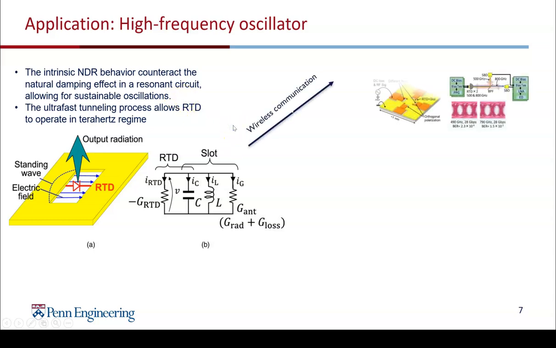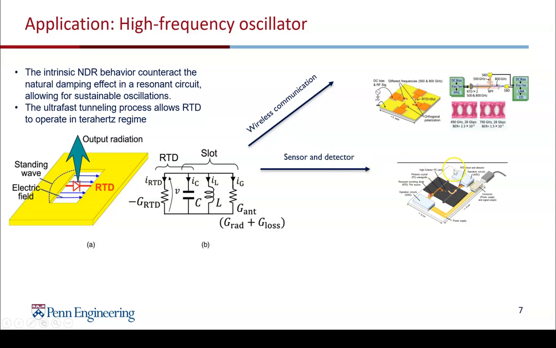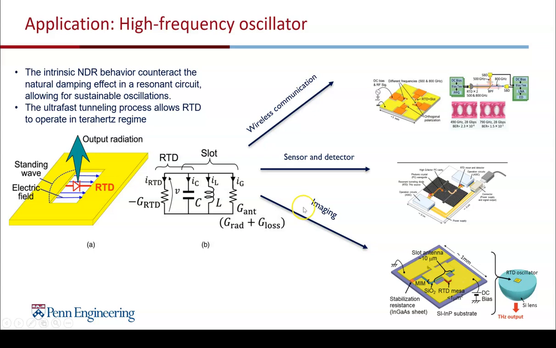Based on this, people find three aspects of application for the high frequency oscillator based on RTD. One is wireless communication. Another is sensors and detectors. And the last is imaging. Because the RTD oscillator works at terahertz frequency, we can place it on the lens to produce very high resolution pictures.